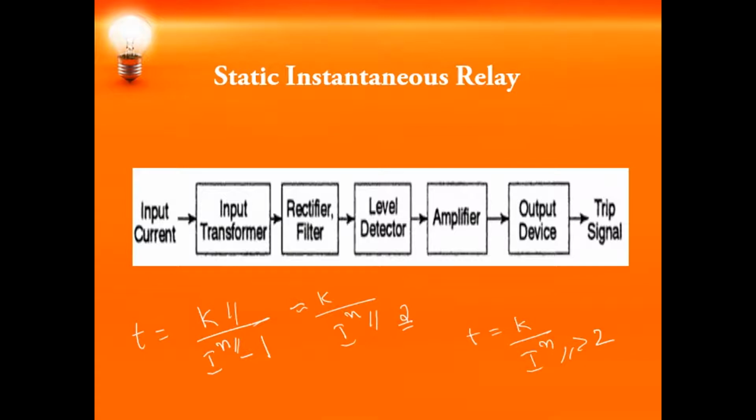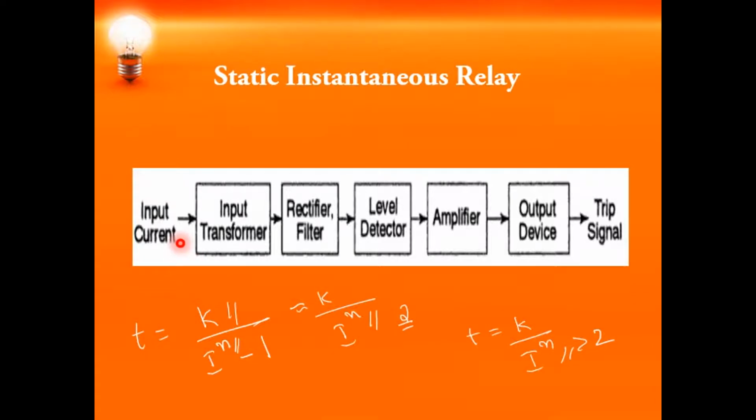So, the static instantaneous relay. This is the block diagram of it. You can observe you have an input transformer, rectifier and filter, level detector, amplifier, and output device, which gives a trip signal to the circuit breaker. So from where does this input transformer get the signal? Here it is written input current. So this current is derived from the main CT.